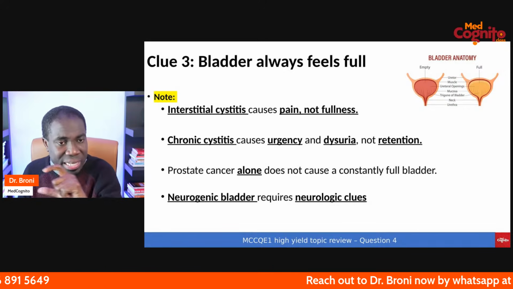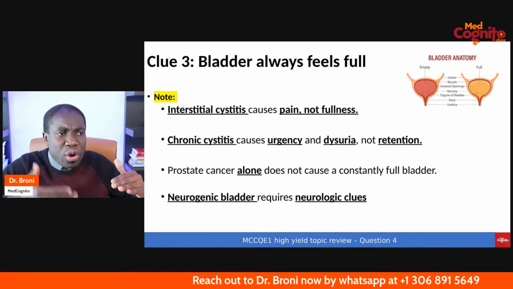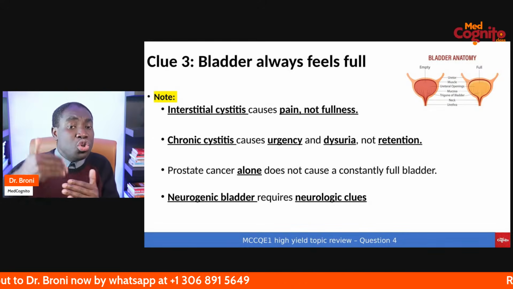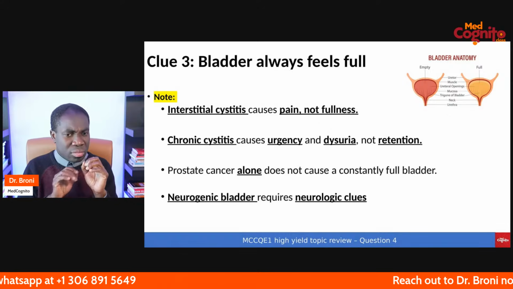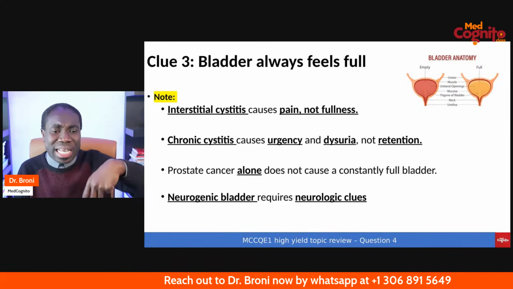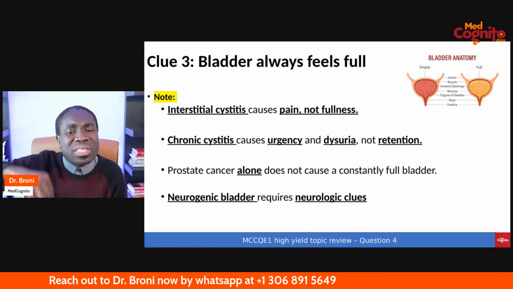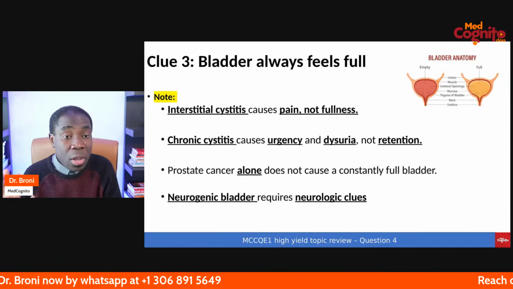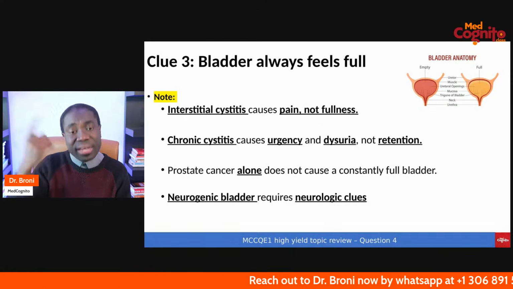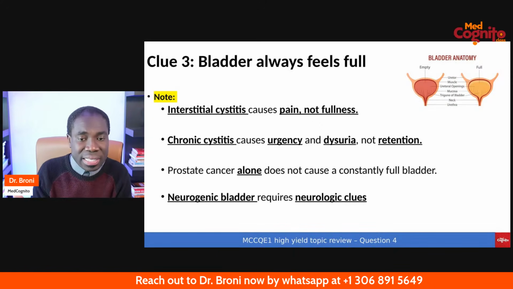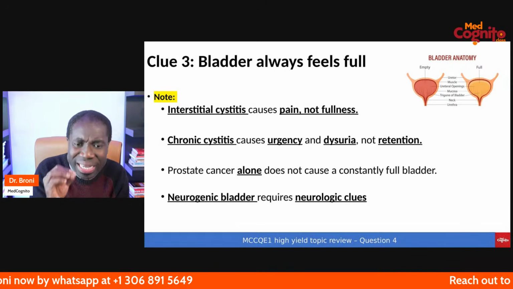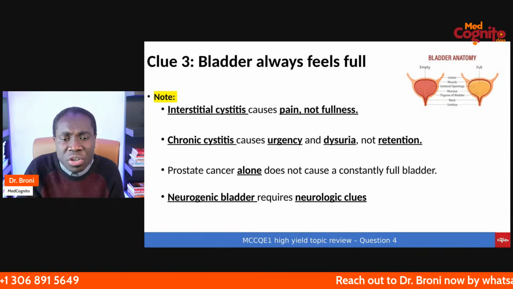What about chronic cystitis? We learned that chronic cystitis would be ongoing for a very long time. There will be urgency. There will be dysuria, not retention. Doctors, are we picking it up? Now, what about prostate cancer? Prostate cancer alone does not cause a constantly full bladder on its own, unless it is so bad, then in the later stages you can see that. And then neurogenic bladder, I will not go for that again because this patient does not have any neurologic clues.